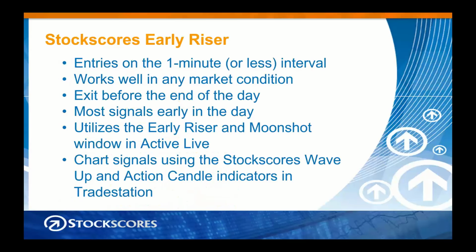So let's start with the early riser. This is where I buy the first pullback after a stock starts to behave abnormally. We're getting most of our signals on this strategy in the pre-market. I've even got a faster version where I do it on a 10-second chart. It works well in any market condition. There'll be times when it's really busy and times when it's a little slower, but every day there's something doing this.